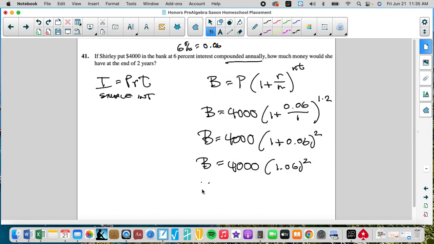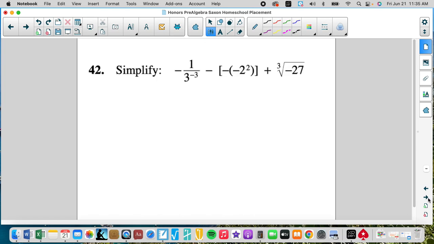$4,494.40. So what we did was we multiplied 4,000 times 1.1236-ish, and that balance equals $4,494.40. How much money would she have? That's how much money Shirley would have after 2 years at a 6% interest rate compounded at the end of each year for 2 years. Love it. 2 important formulas.